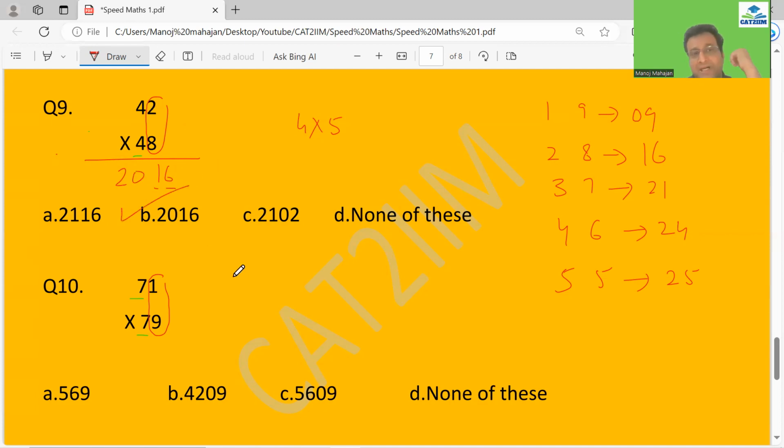Let's apply it in question number 10 also out here. 1 into 9, that is 9 itself, but insert a 0. And 7, and what is the next number after 7? 8. 7 into 8, that is 56. So what is my correct answer? 5609. So don't mark 569. That would actually be wrong. So always make sure that you write 09 in the case of 1 and 9. So the correct answer is 5609. So we go very, very fast.